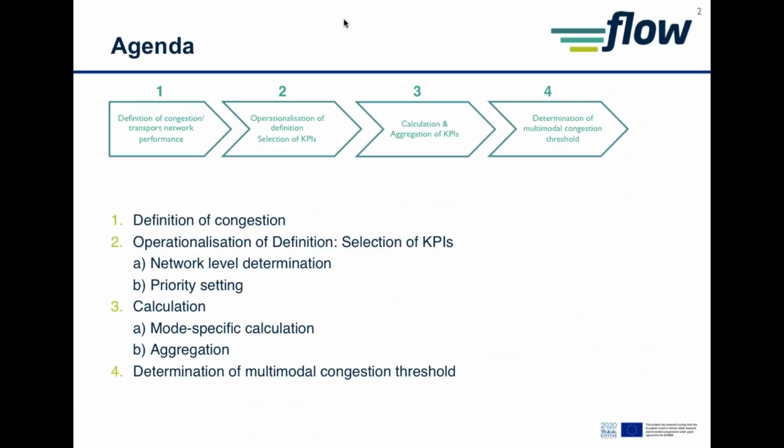Yeah, so that methodology basically consists of 4 steps. First, we define congestion and transport network performance in a multimodal way, because we said congestion in a traditional sense is mainly related to car traffic. Then we operationalize this definition by selecting key performance indicators, and I already mentioned this is delay, density, and level of service. Third step would be to calculate and aggregate those KPIs. And then last but not least, we have to determine a multimodal congestion threshold. And this is necessary to understand whether the measure which is under analysis will lead to more congestion as compared to the without measure scenario.